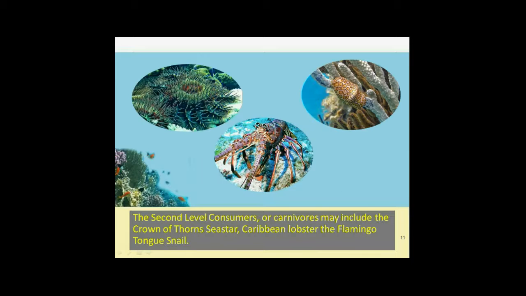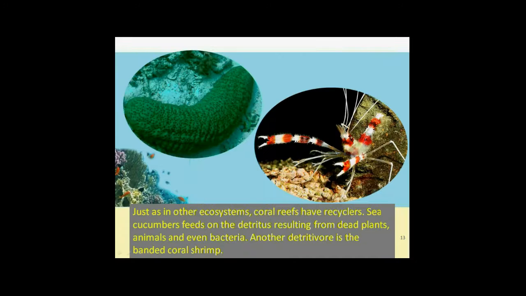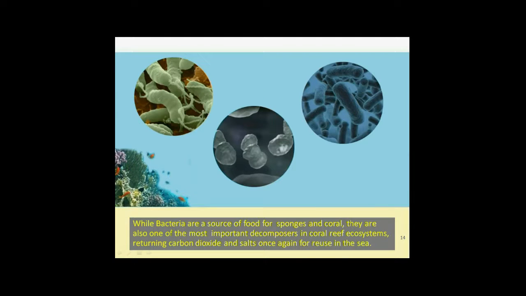The second level consumers or carnivores may include the crown of thorns sea star, the Caribbean lobster or the flamingo tongue snail. Some of the third level consumers that can be found on coral reefs are the grouper, the sea snake, the white-bellied sea eagle and the white-tipped reef shark. Just as in other ecosystems, coral reefs have recyclers. The sea cucumber feeds on the detritus resulting from dead plants, animals and even bacteria. Another detritivore is the banded coral shrimp. While bacteria are a source of food for sponges and coral, they are also one of the most important decomposers in the coral reef ecosystem, returning carbon dioxide and salts once again for reuse in the sea.